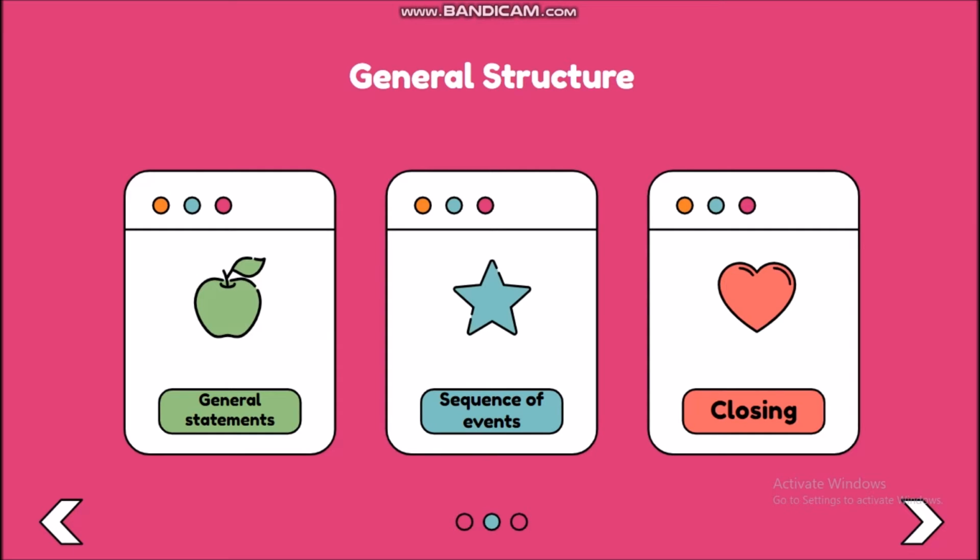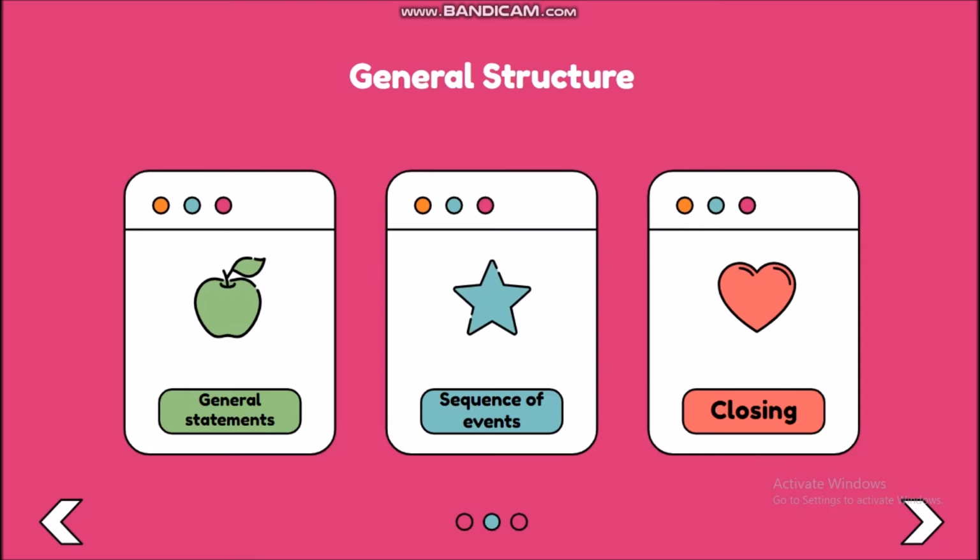Moving on, the second one is sequence of events. Well, in the sequence of events, there will be the main explanation of how and why the event happened. It is often to write the process of how the event happens here. And then, last but not least, closing.